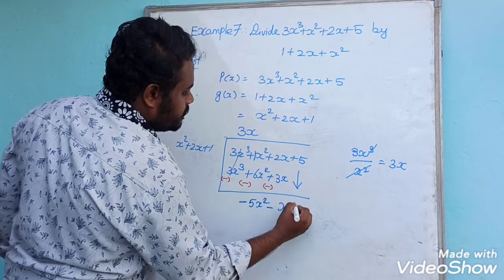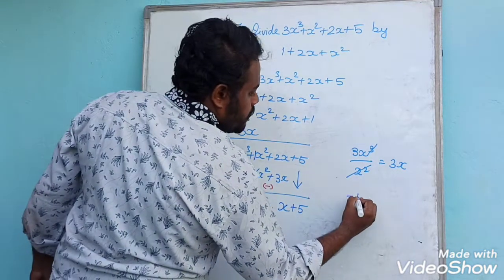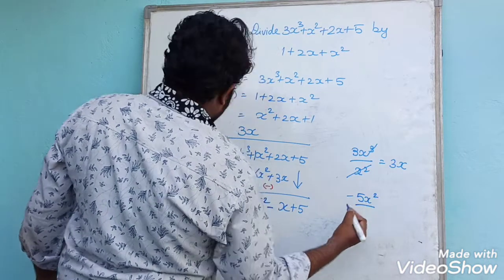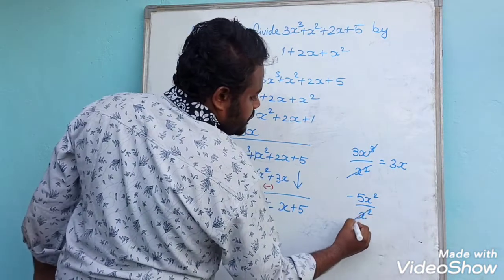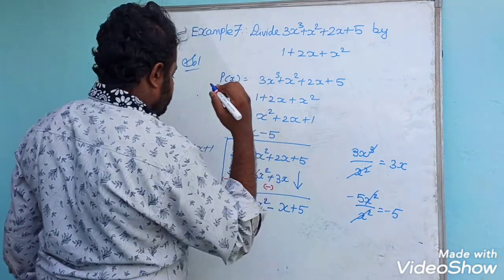And next we take the third term, plus 5. We compare the first two terms: minus 5x square divided by x square. X square cancels, we get minus 5. So we take minus 5.